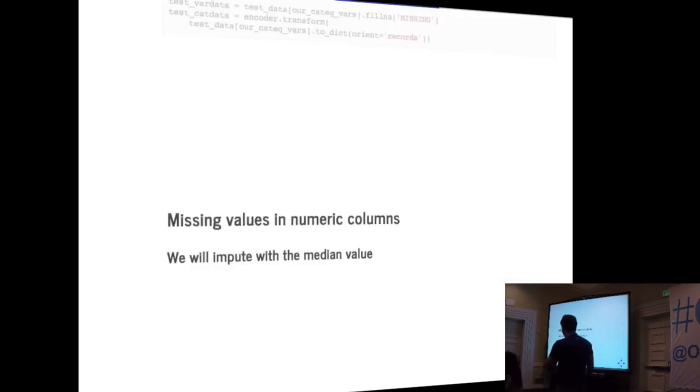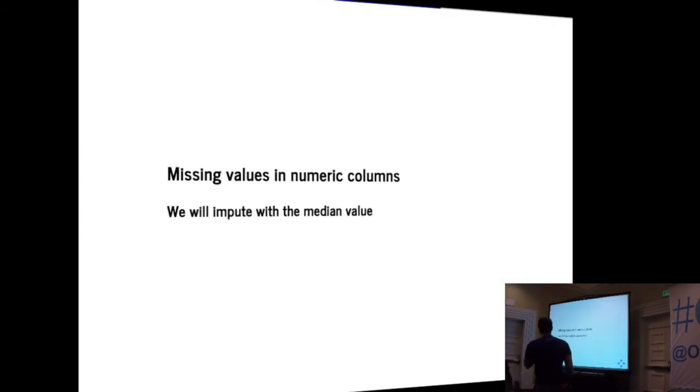So, missing values. A lot of our numeric columns have missing values, and we're going to do probably one of the more simple ways to impute, and imputing means replacing your missing values with the median.